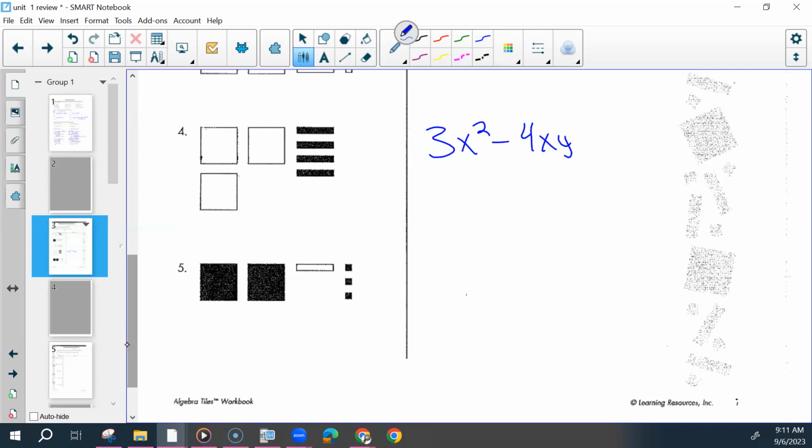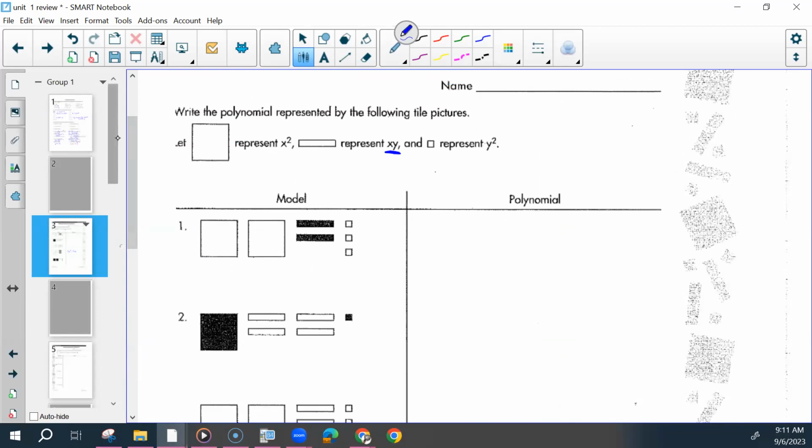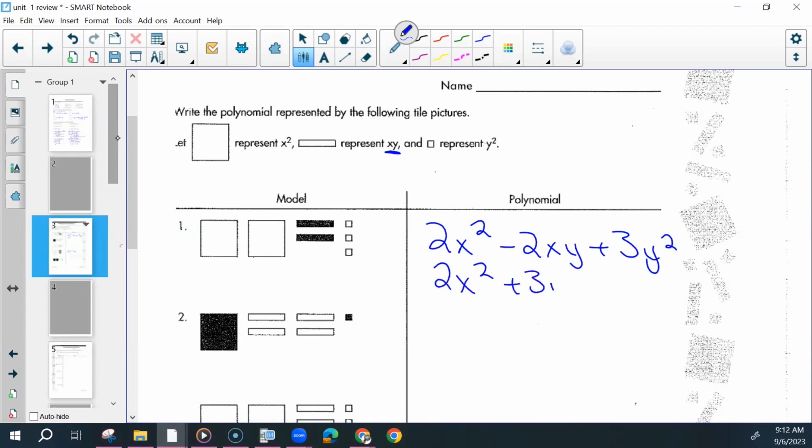Do number 1. For number 1, how many x squared do we have? How many xy's? 2, and they're negative. And then how many y squareds? 3. So in this case, this is highest exponent, but also ABC order mixed in together. If you switch this around and did this, I would accept this. You may not see it anywhere like that, but I would accept that for this quiz this time.